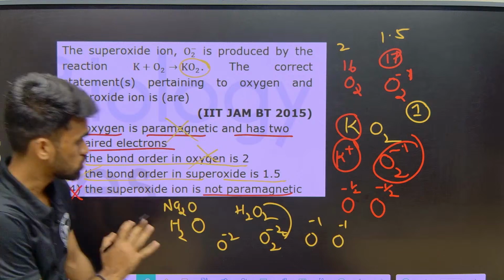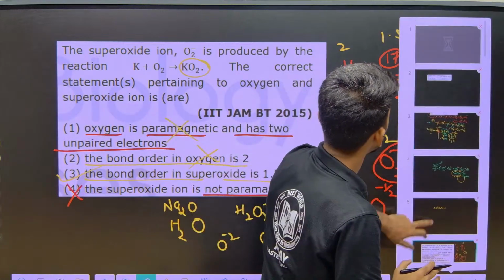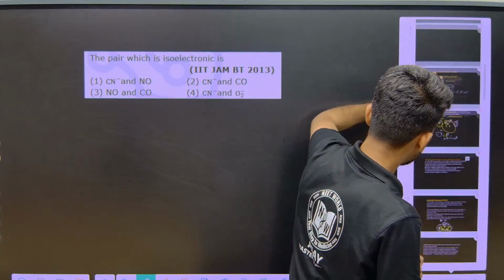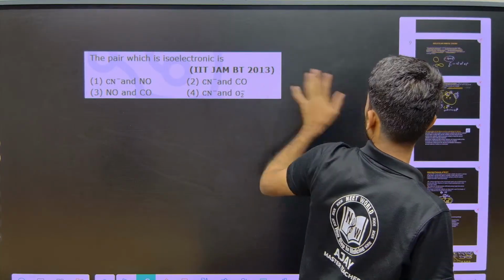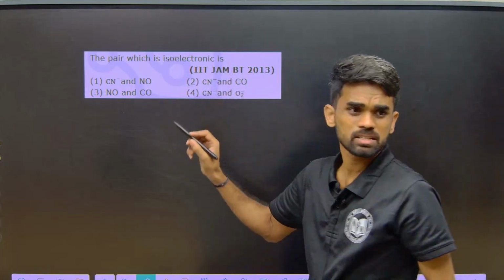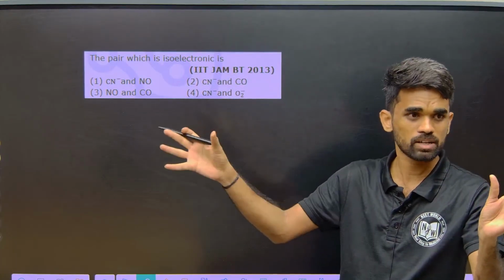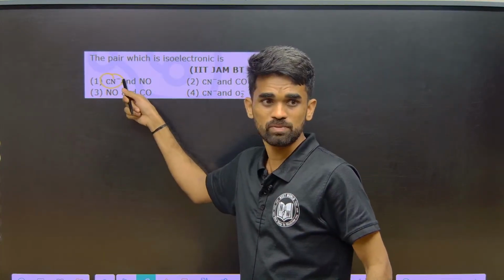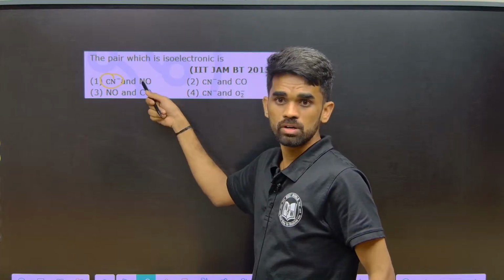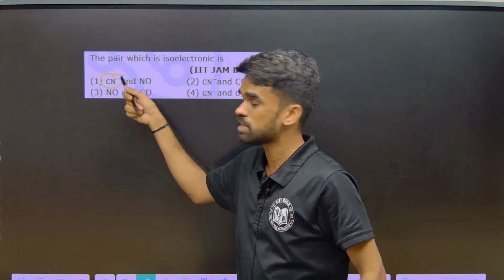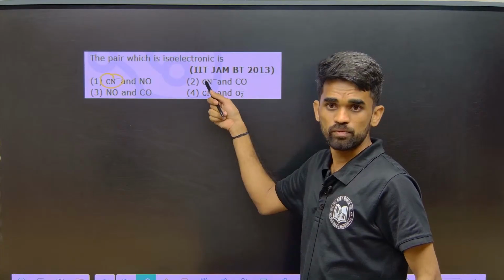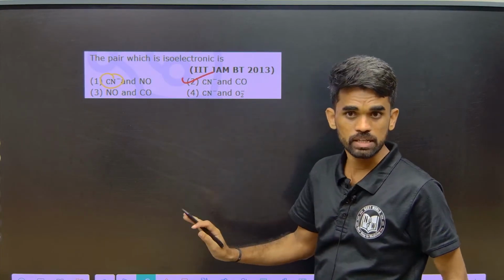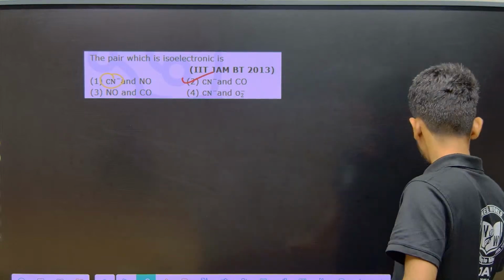Is that clear? So now look, any other question given in the exam, this one is there, you can easily solve that. I have that confidence. So just look at that and try to answer. Isoelectronic means same electrons. So count CN minus: carbon 6 plus 7 plus 1, 14 electrons. NO: 7 plus 8, 15 electrons, that is not the one. Here CN minus 14, CO 6 plus 8, 14. So option 2. Is that clear? Okay, verify other options also if you want.